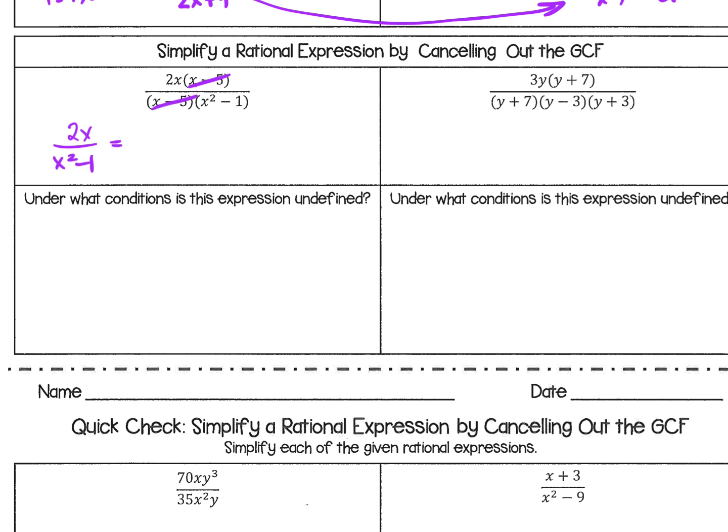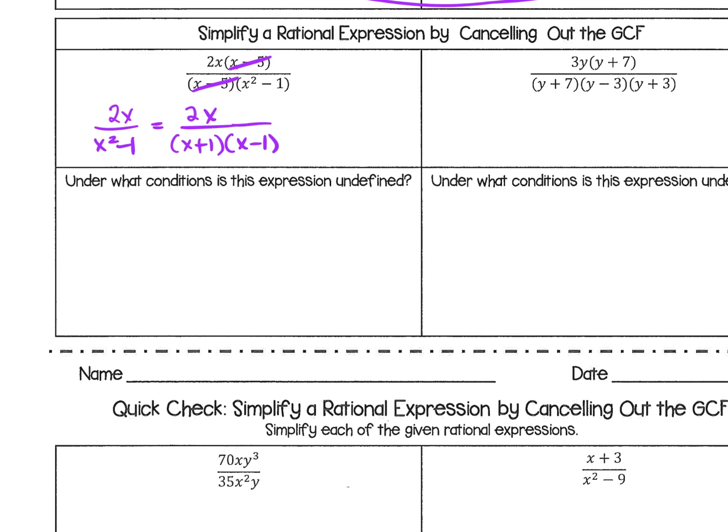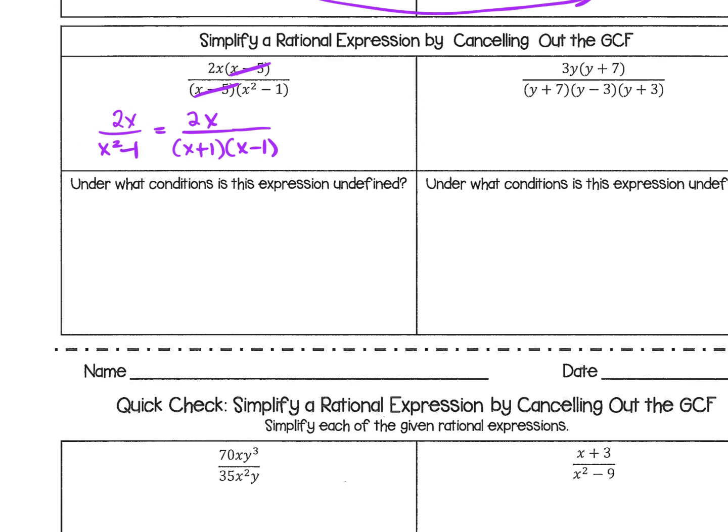So if we were to factor this, what would x squared minus 1 factor into? X plus 1, x minus 1. It's a difference of two squares, right? So notice what it says underneath. Under what conditions is this expression undefined? We'll take the x plus 1 and say it cannot be 0, and we'll take the x minus 1 and say it cannot be 0, and solve. It's just that easy. So x can't be 1 or negative 1.